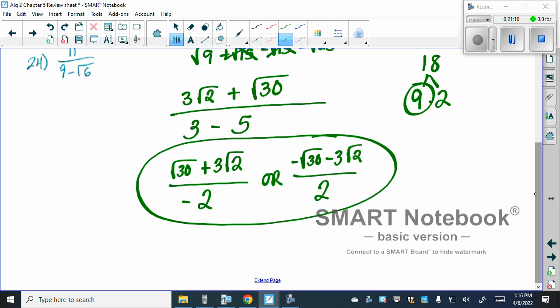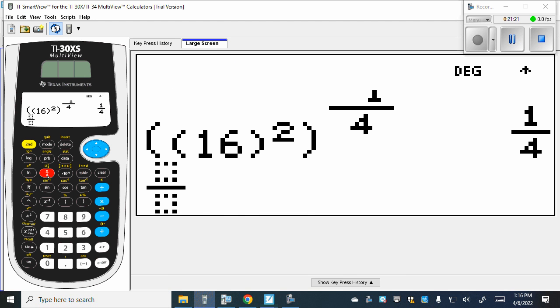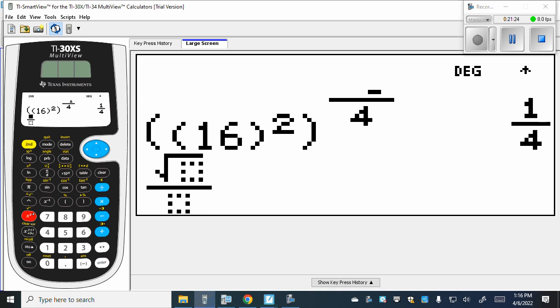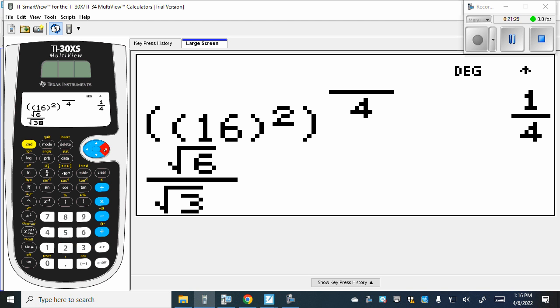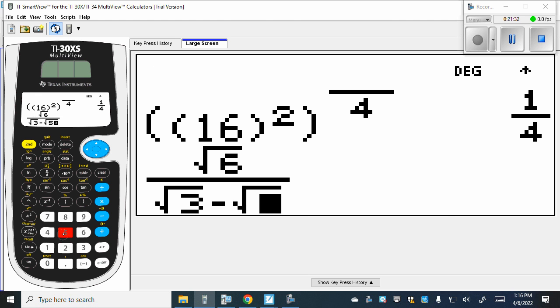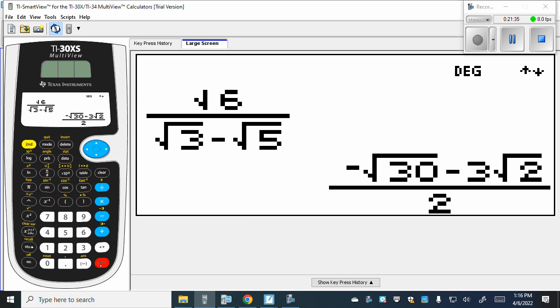Now the graphing calculator won't do this because it doesn't like radicals. Now we could try the other calculator. Fraction. Second square root 6 over second square root 3 minus second square root 5. Is that the same thing we got? Yeah. So the yellow calculator, the TI-30XS, will do these here with radicals as long as the numbers don't get too big. But it's always worth a try to plug them in and see.